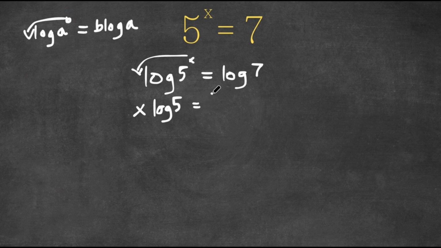And this is equal to log 7. Now, I actually want to isolate x because that's the thing we want to find the value of. So I'm going to divide by log 5 on both sides to get rid of the log on this side and to move it to the right side.